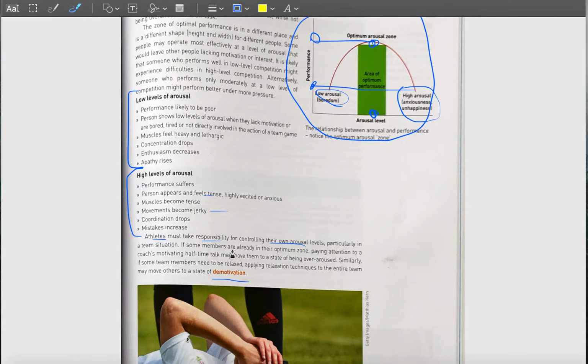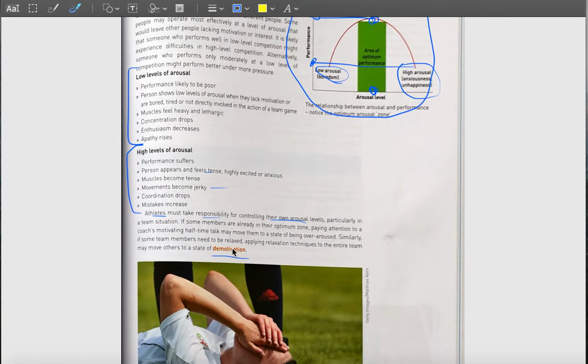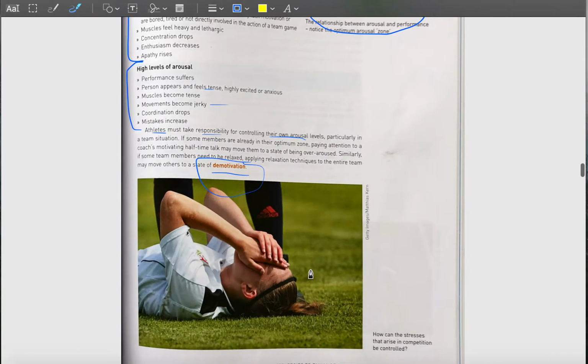Athletes must take responsibility for controlling their own arousal levels, because in a team situation, if one person is too low or highly aroused and they have low performance, this can be a demotivator for the remainder of that team.